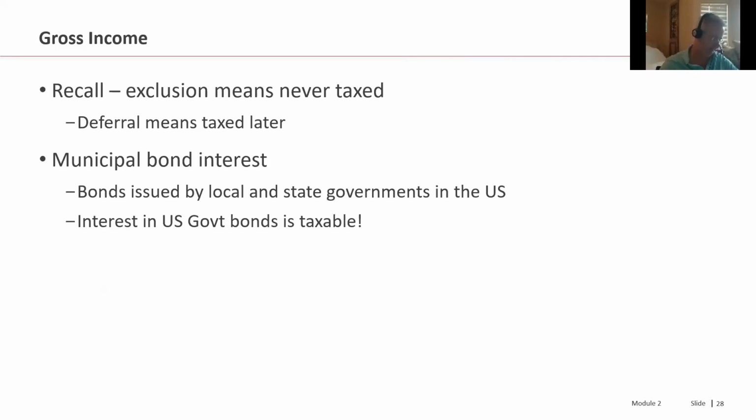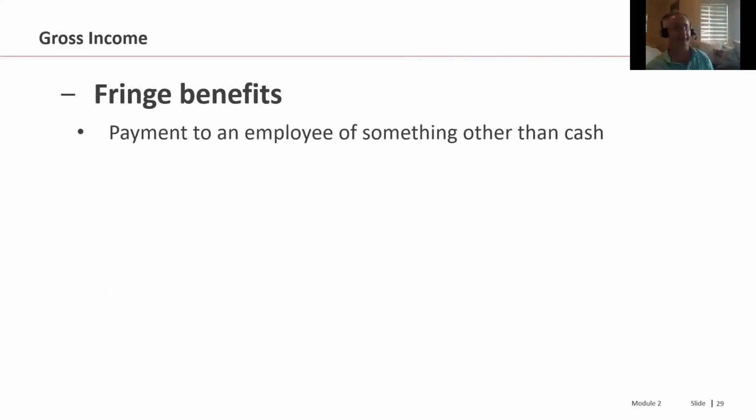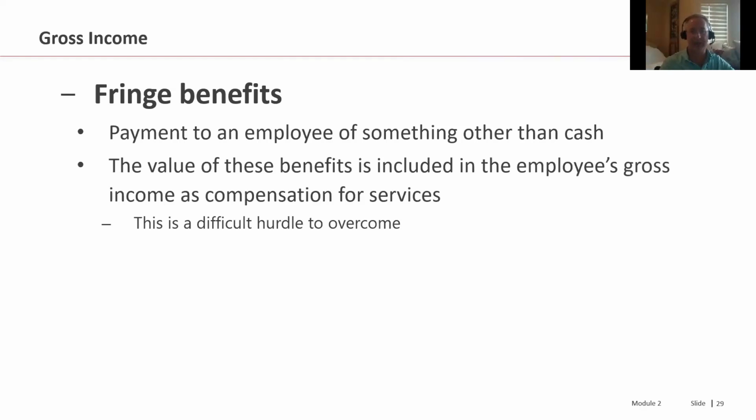All right, so that brings us to fringe benefits, and we're gonna double down on fringe benefits in this module because we're going to cover it twice. We're going to cover it once briefly in this section, and then again when we get to chapter 12. So if I make a payment to an employee of something other than cash, the potential is for it to be a fringe benefit. Generally speaking, whatever the value of that is included in the employee's income as compensation for services. And this is a really difficult hurdle to overcome.